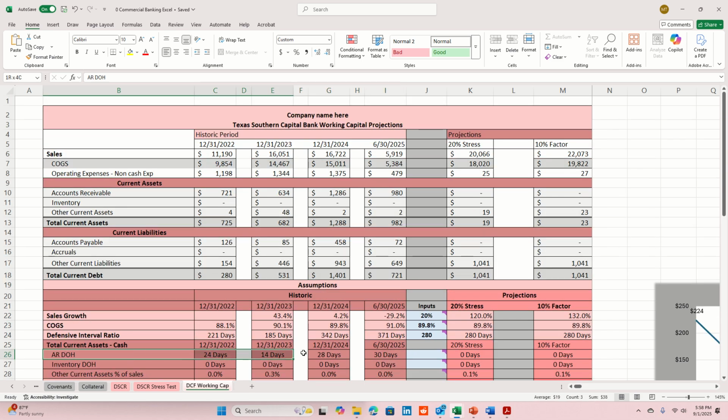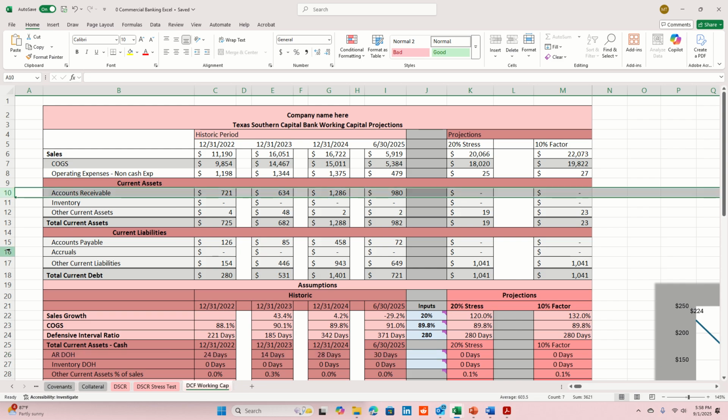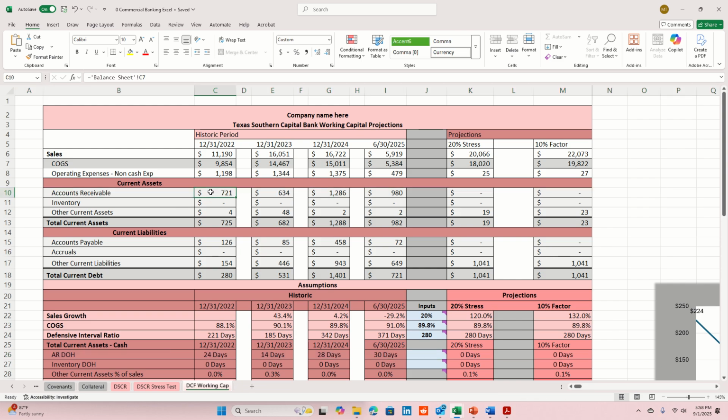We're doing accounts receivable days on hand, row 26, and we're going to go over accounts receivable in row 10. So we're pulling our accounts receivable straight off of our balance sheet. This is accounts receivable in 2022, 2023, 2024, and 2025. That's how much accounts receivable we have. And then we're going to calculate down here our days on hand, which means we're taking 365 and dividing that by our AR turnover. AR turnover is revenue divided by accounts receivable.